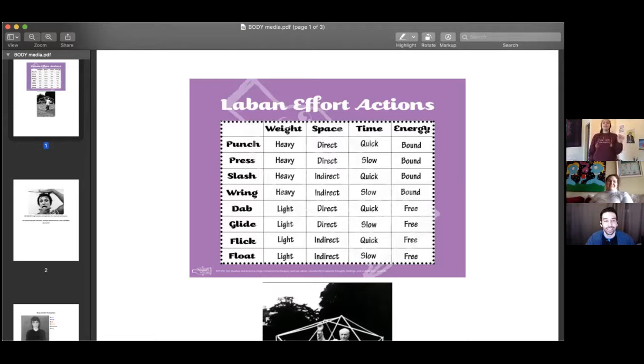Alrighty, friends. Let's do one more. Let's move in a flick. Yes, let's move in a flick. So we're gonna stay light, we're gonna stay free, but we're gonna go indirect and quick. How does that change our motion? Light, indirect, quick, free, a flick, a flick.